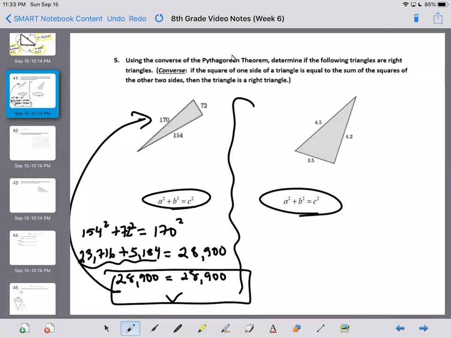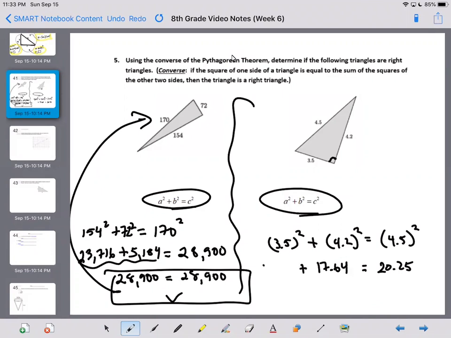Now let's check the other one. So we're going to say that 3.5 is one of our legs. So we're going to square 3.5, we're going to square 4 2/10, and we're going to square 4.5. Well, if we square 4.5, we're going to get 20.25. If we square 4 2/10, we're going to get 17.64, and 3.5 squared would be 12.25. Well, if you add these together, you're going to see that it's 29.89.